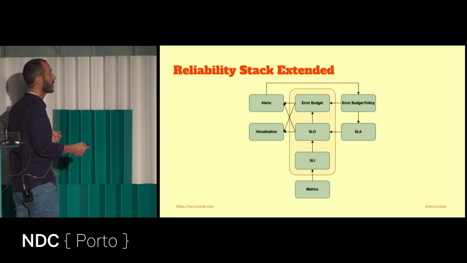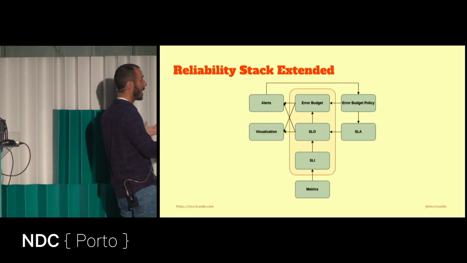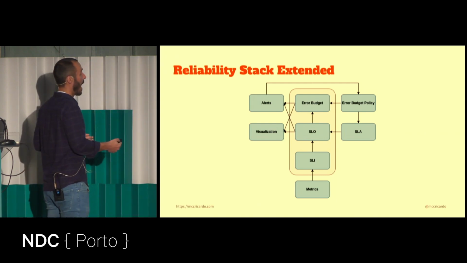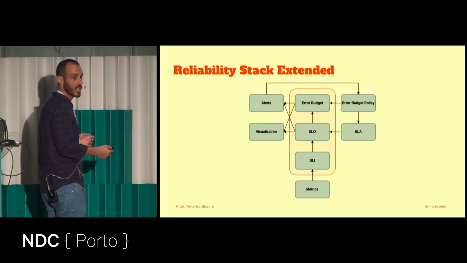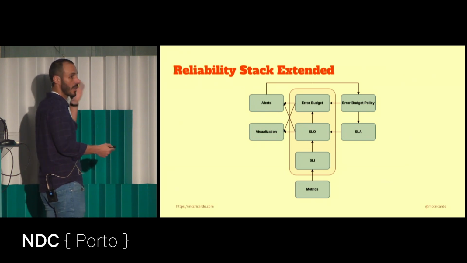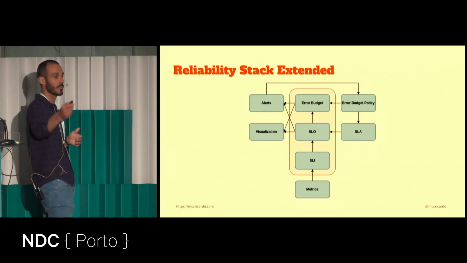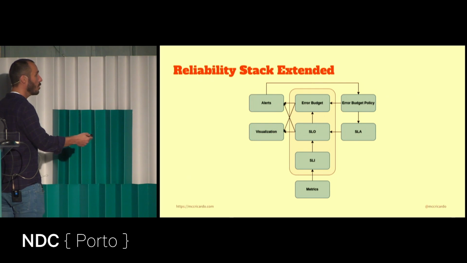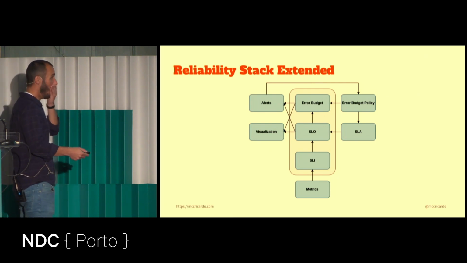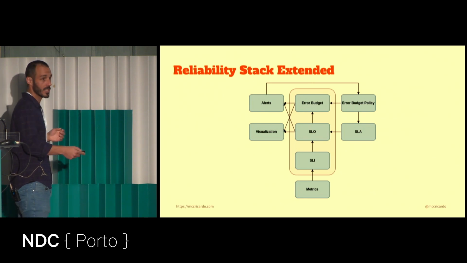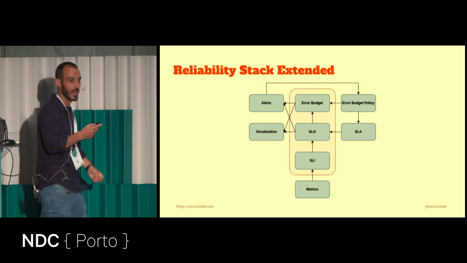With SLOs, I can build visualizations. I can see how reliable I am. I can do alerting. Alerts can trigger my error budget policy. If I have an alert because my error budget is being consumed, I have a policy that tells me, okay, in this situation, I have to do this, that, and that. Usually, error budget policies also influence SLAs, and SLAs are tied to SLOs, which are nothing more than an SLO which has some kind of penalty.